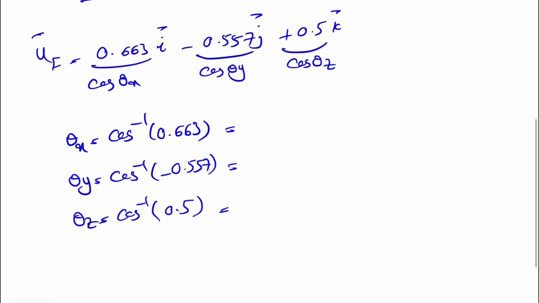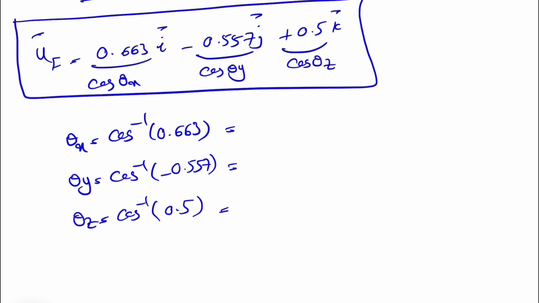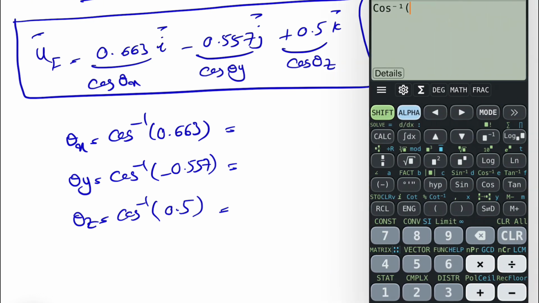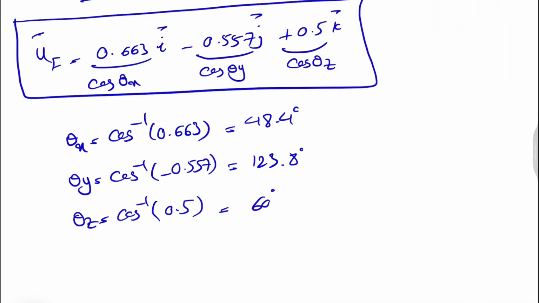That's another way of showing the unit vector, basically with the cosine of each of these angles with the axis we have for each component. Let's just figure this out very quickly. Cosine inverse of 0.663 is going to be 48.4 degrees. This one, we have negative 0.557, which is going to give us 123.8. And we know cosine of 60 degrees is 0.5. So that would be the direction angles.